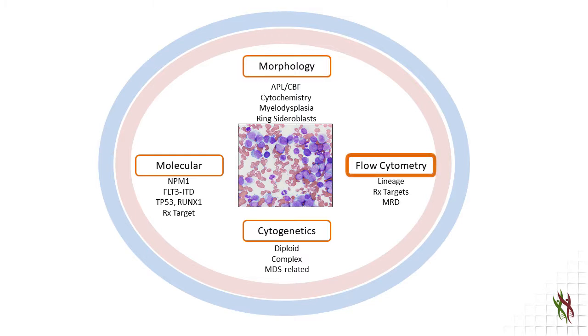Flow cytometry is a very important tool in the assessment of acute myeloid leukemia patients. It allows us to determine the lineage and to determine the expression profile of the leukemic cells, which we also call blasts. Flow cytometry increasingly is also allowing us to identify targets of therapy, such as CD33 and CD123.